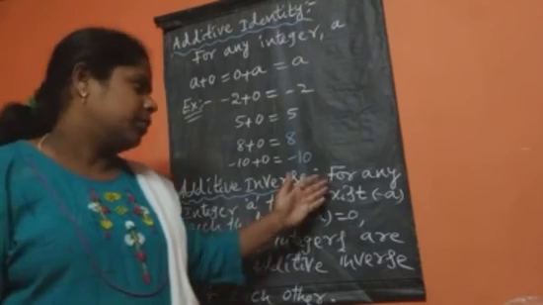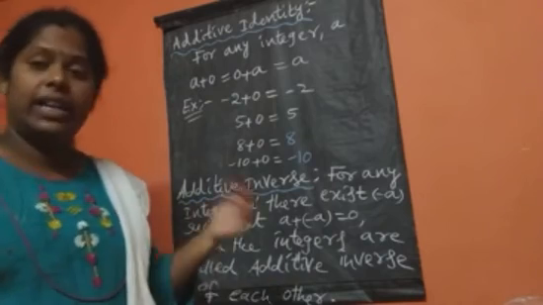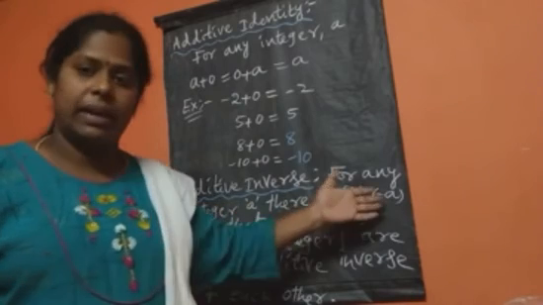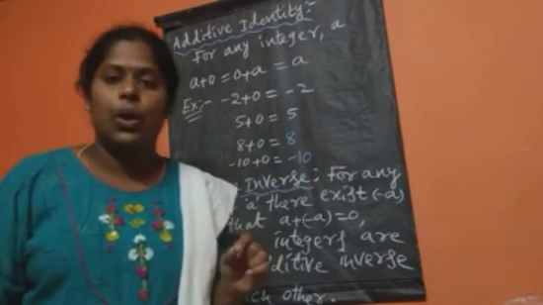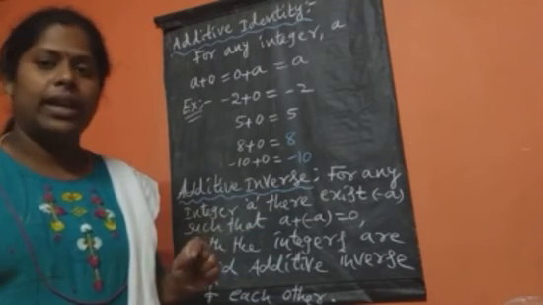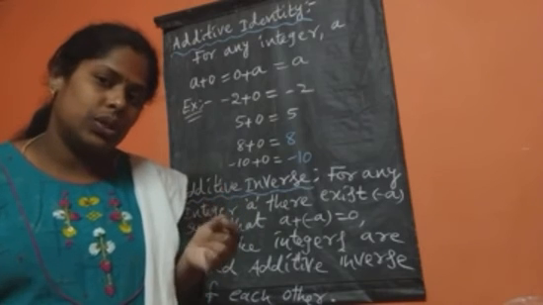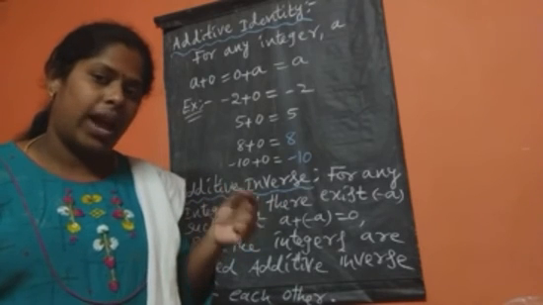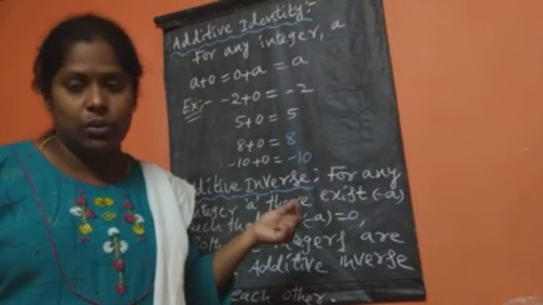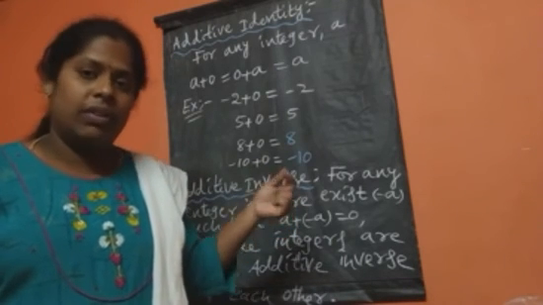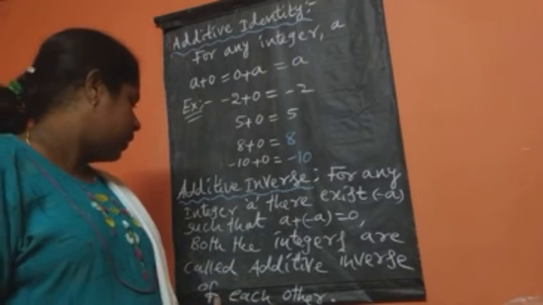So in the definition we have to say it like this: for any integer a, there exists minus a, such that a plus minus a is equal to 0. Already we said, if we add a number to any number and the sum becomes 0, the two numbers are called additive inverses of each other. Both integers are called additive inverses of each other.